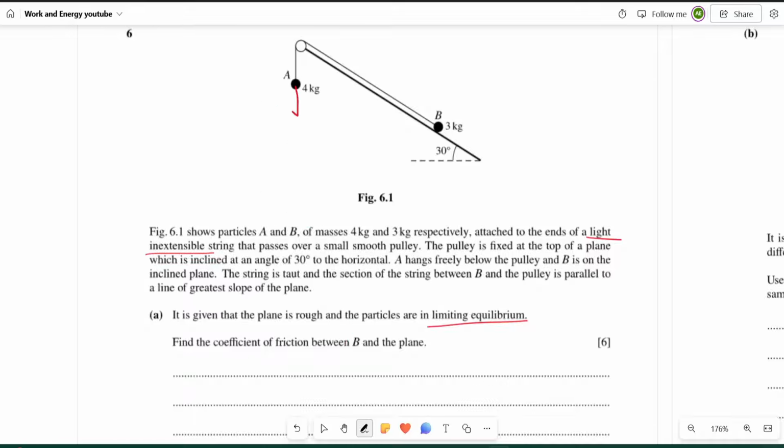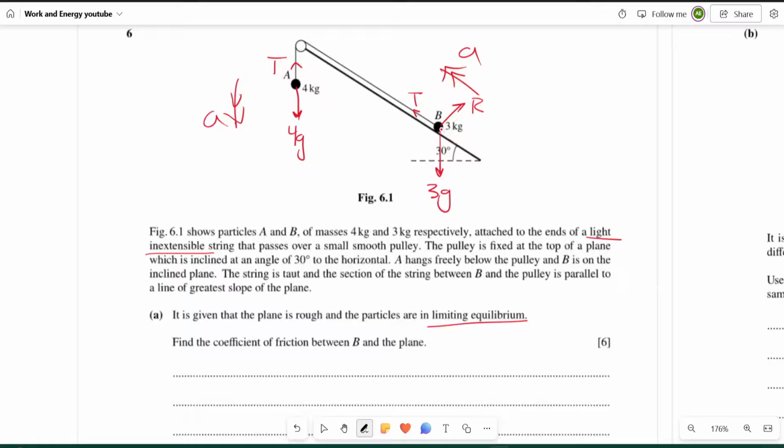Again, let's start by drawing the free body diagram. Weight for A, 4g, I'm going to have tension upwards, and over here this is heavier than this, and it's not even on an incline, so definitely it will accelerate downwards, and this is going to accelerate upwards with the same acceleration. For B, I'm going to have weight 3g, I'm going to have a reaction force, let's call it R, and I'm going to have a tension force. And since this is a rough plane, I'm going to have a friction force as well.